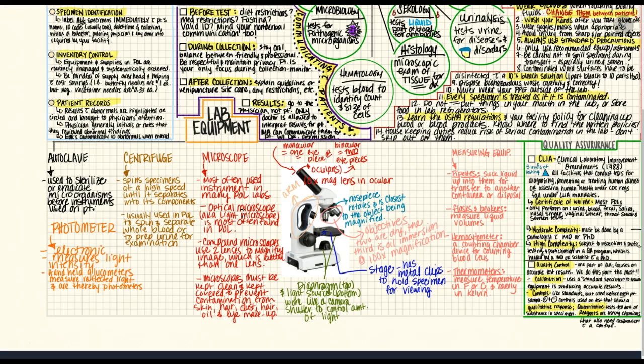The microscope, that is the instrument that is most often used in the physician's office lab. The optical microscope is also known as the light microscope, and it's the one that you're going to see the most often in the POL. There is another kind of microscope called a compound microscope. It uses two lenses to magnify the image, and that's because two lenses are better than one. So, yeah, good news there.